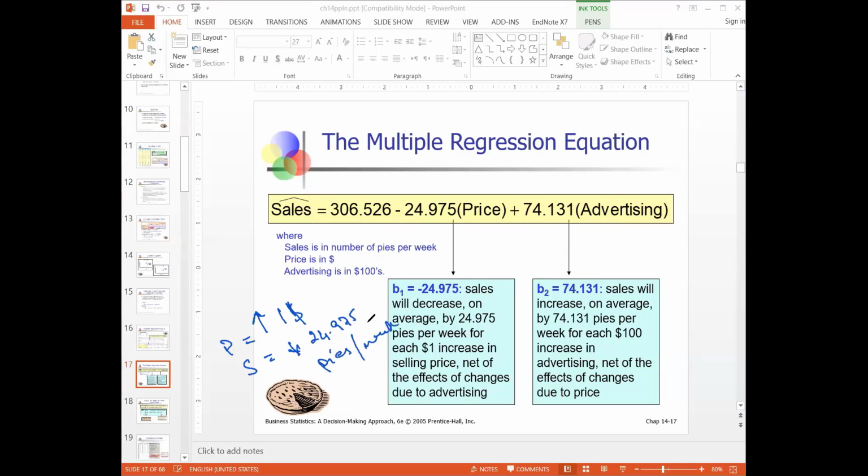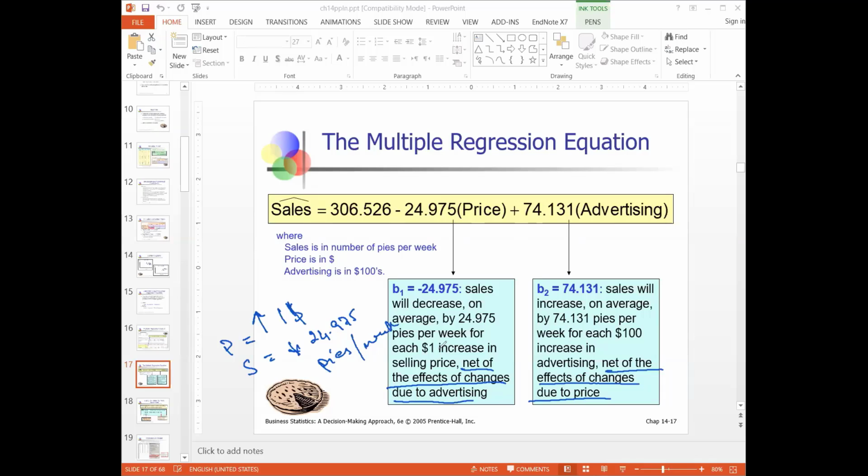So it means that there is an inverse or negative relation between price and sales. Then we can see here that sales will increase on average by 74.13 pies per week for each $100 increase in advertising. So what does it mean? It is saying that if you change both of the variables together, the outcome may be unknown. It depends upon how much you change.